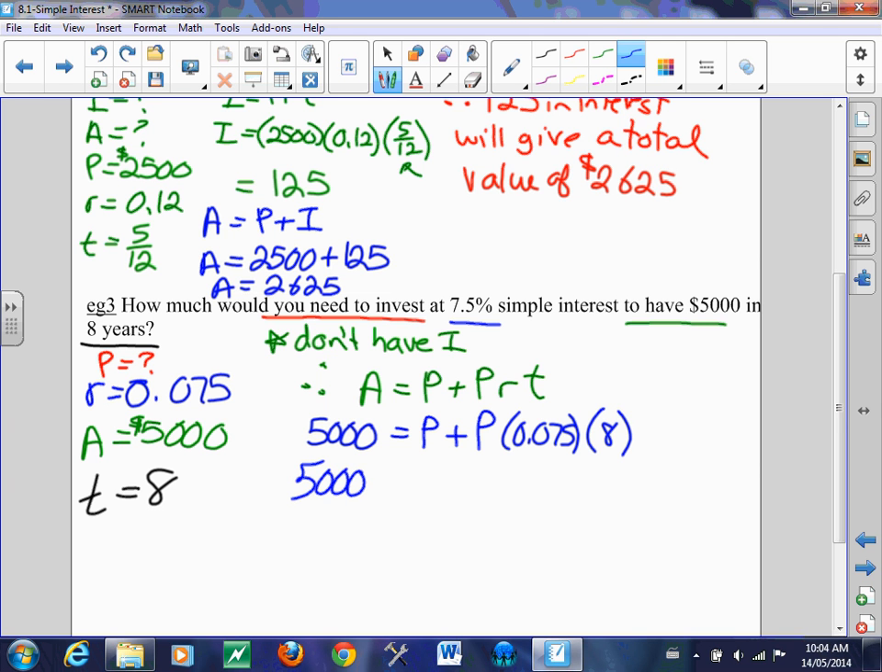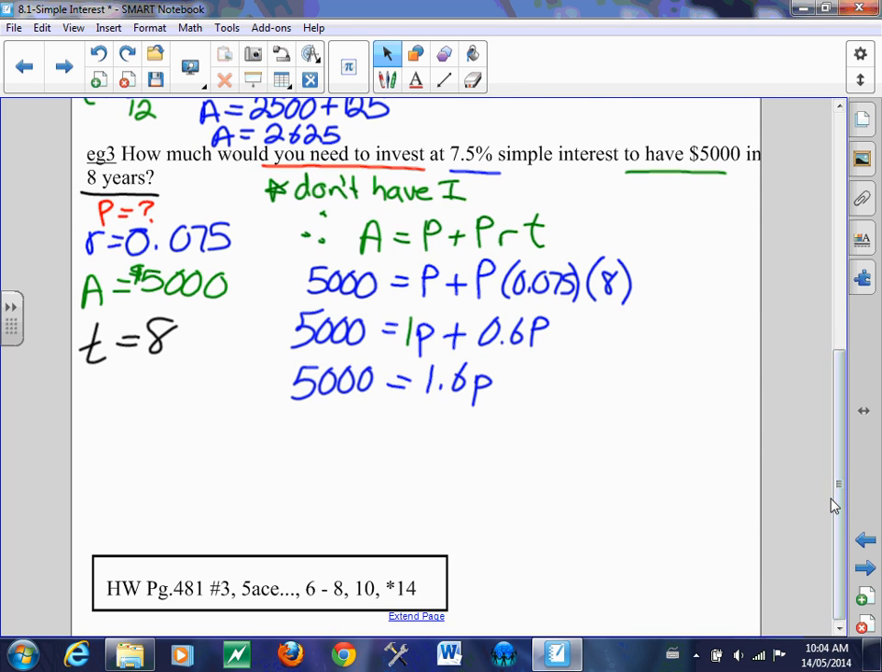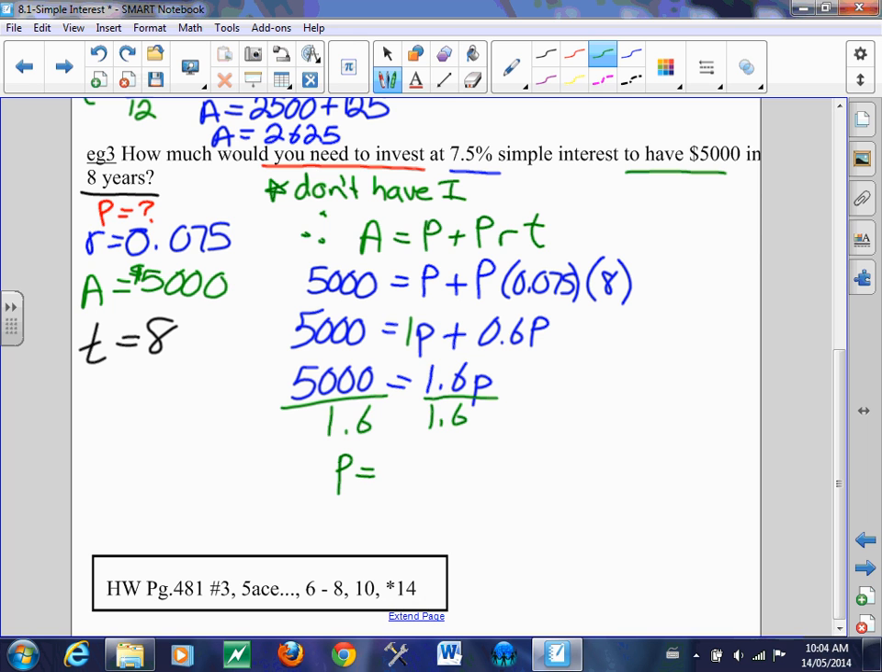Collect like terms, sorry, or before you collect like terms, let's simplify first. So you've got P or 1P, right? Plus, use your calculator, 0.6P. So just multiply the 8 times the 0.075 times the P. Okay, now we can collect like terms, guys. So 5,000 equals 1.6P, because remember, guys, in order for P to exist, there's really a 1 in front of it. So when you add those two together, you've got that. Okay, to get P by itself, you divide both sides by 1.6. Okay, so P equals 3,125.